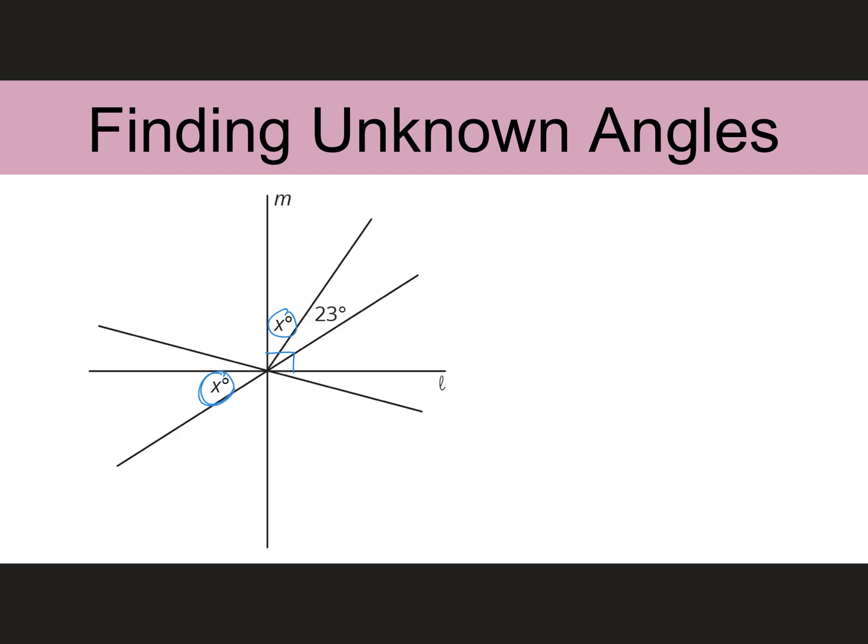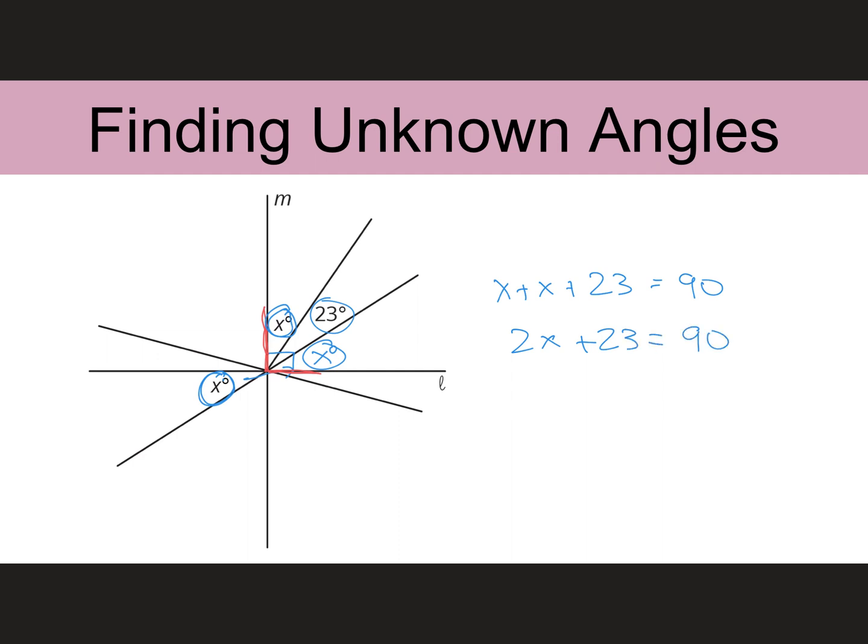I know that this x here is vertical to this x, or this position over there, which means that it's also x degrees. Now, if I'm trying to find x, I now have a nice little piece of information here. I know that those three angles add up to 90, and I know that x plus x plus 23 should equal 90. And now that I have an equation with one variable, I can set up my equation and then solve for x.